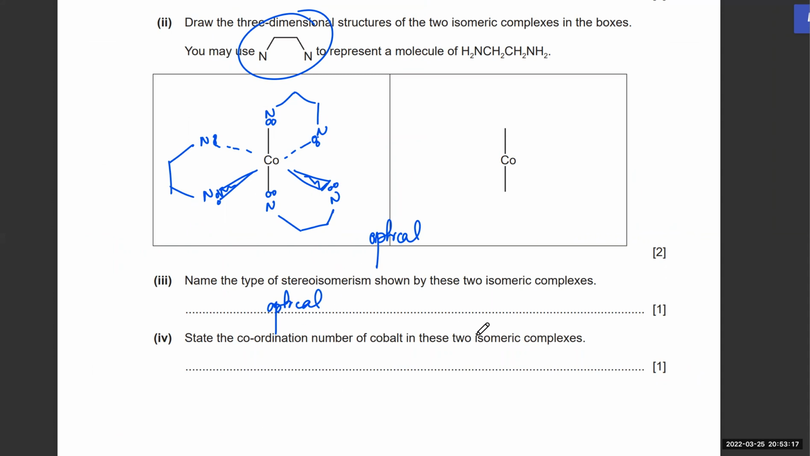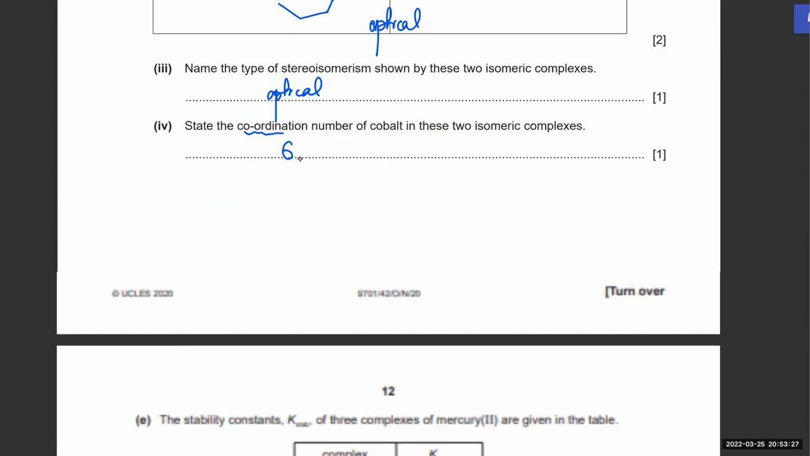State the coordination number of cobalt in these two isomers. Cobalt is making 6 dative bonds. Coordinate bonds give the coordination number, so that's 6 dative bonds being formed.